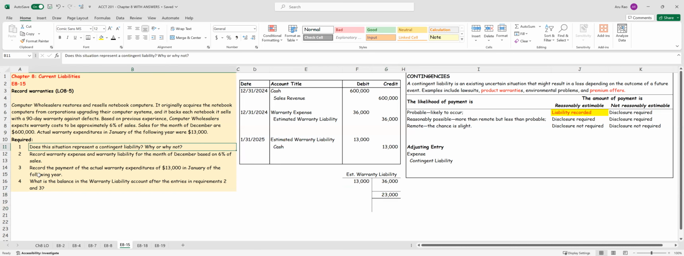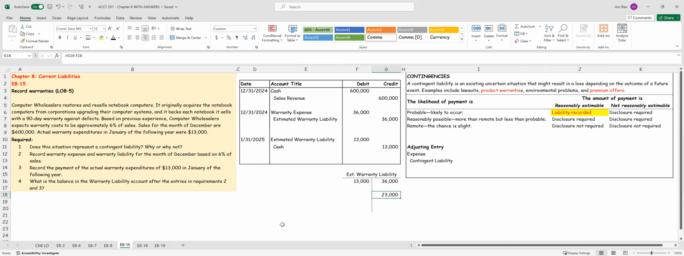So part one, they asked you, does this represent a contingent liability? The answer is yes, because it's probable, it's likely to occur. We can estimate the amount. Part two, they asked us to do the journal entry. That's the second journal entry we did. That was the one that we were asked to do. Part three, they asked us to record the payment, warranty liability debit, cash credit. That was for the payment. In part four, they're asking you, how much do you have in that account after the requirement? After you answer the question in 2 and 3. After 2, it's 36,000. After you did this journal entry, it comes down to 23,000.